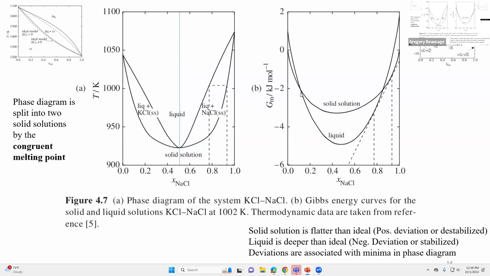Because it droops down, you get these pinch points. The liquid's more stable over this entire range, and you get a pinch point where the solid becomes more stable. And then you have equilibria between the liquid and the solid with a tangent line like that. So that creates this curve. That free energy plot creates that curve.